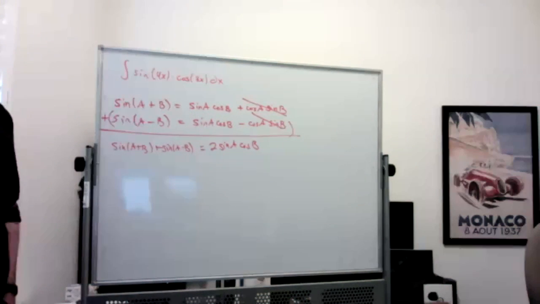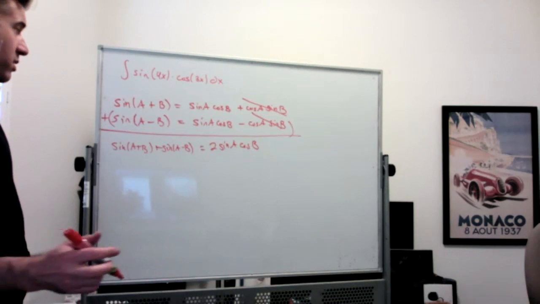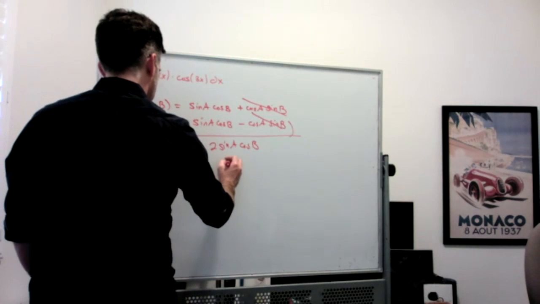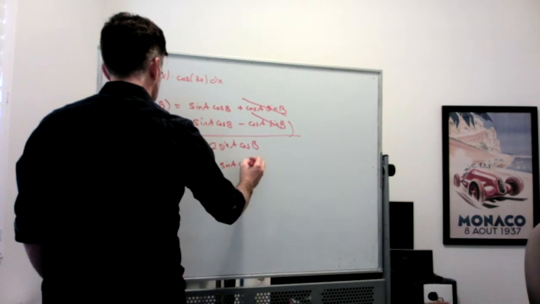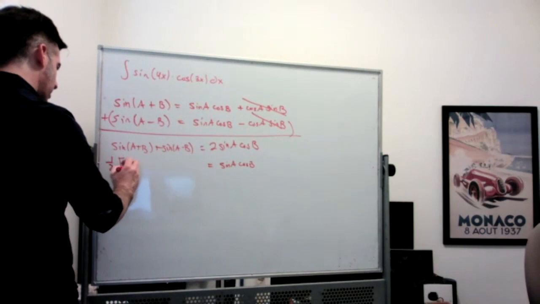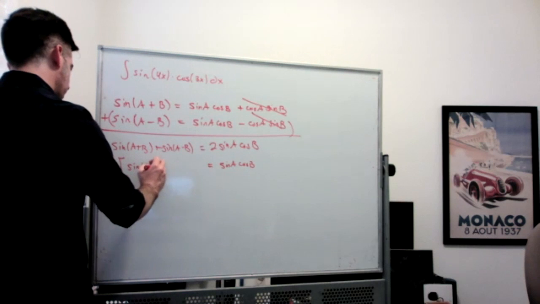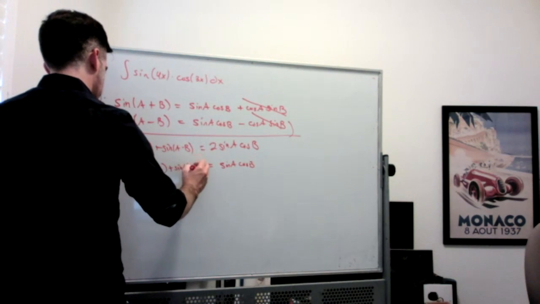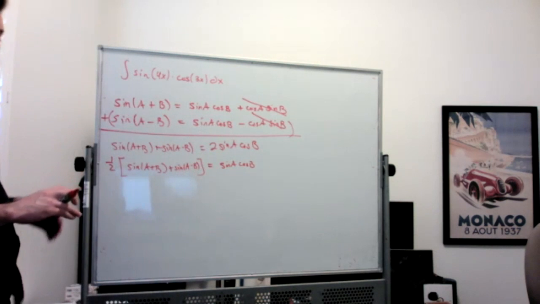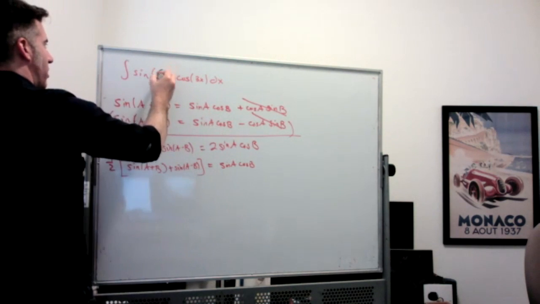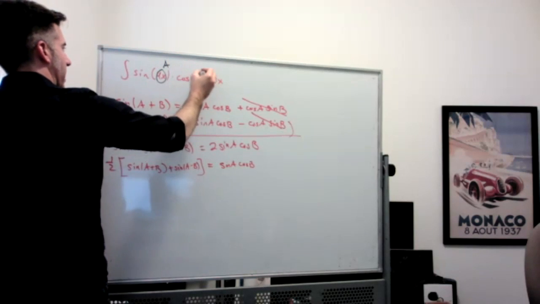So what we're going to say then is that sine of a times cosine of b is equal to 1/2 of sine of a plus b plus sine of a minus b. Okay, great. So in this problem, that's our a and that's our b.